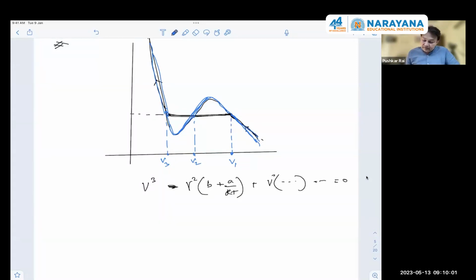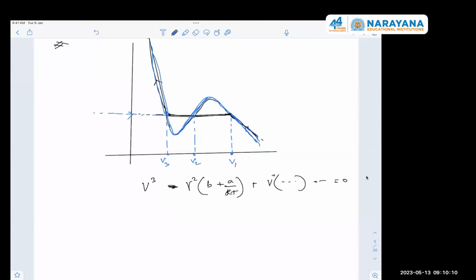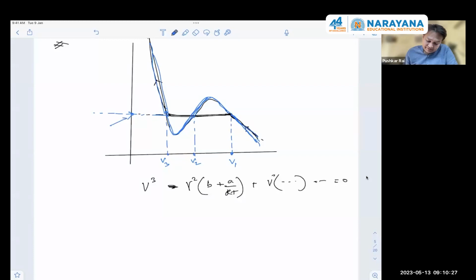And what is this pressure? Anyone can tell me? What is this pressure? Very important pressure. Vapor pressure. Fantastic, Avinash. How do you know that this is vapor pressure? In a closed container, liquid and gas will be at equilibrium only at vapor pressure. So this is vapor pressure.